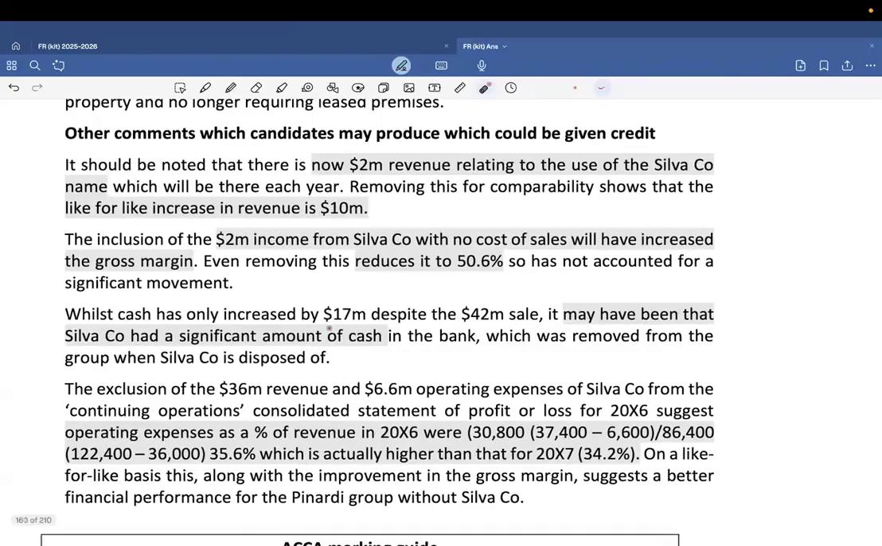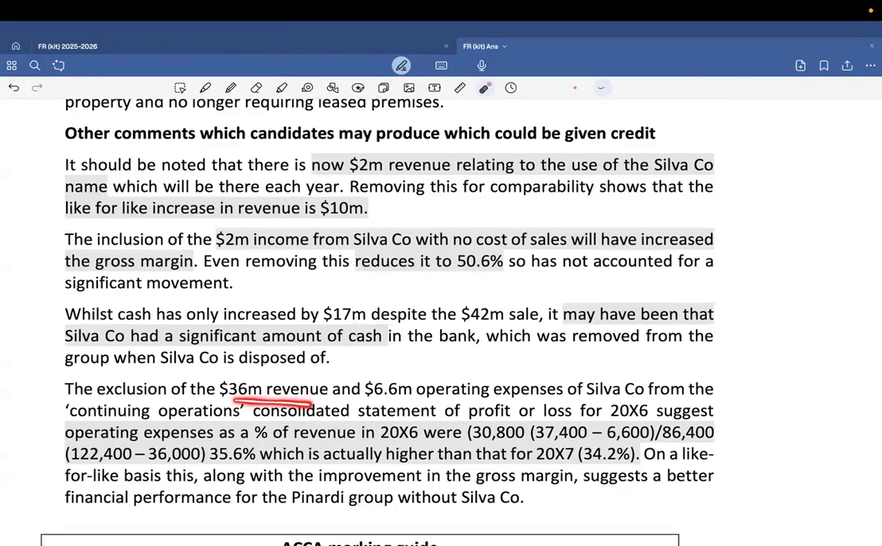Now the cash only increased by 17 million despite the 42 million sale. It is due to the fact that the amount of cash is in the bank, and also Silva company's cash was removed from the combined figures, right? So it created a bigger impact. Understood?